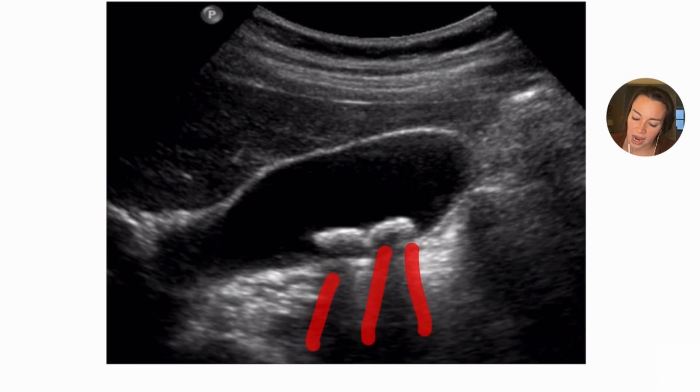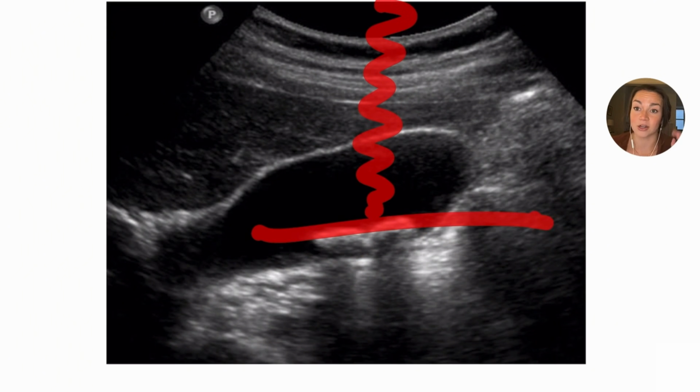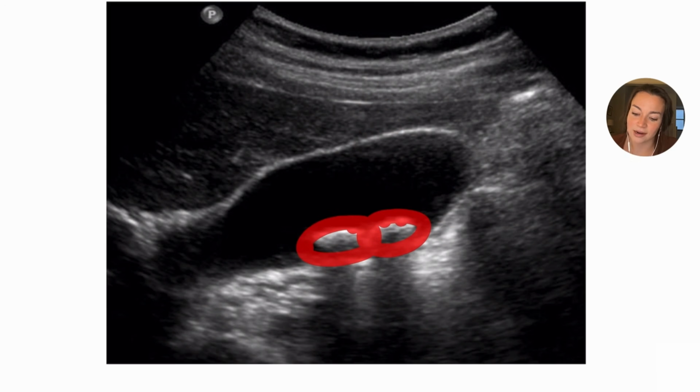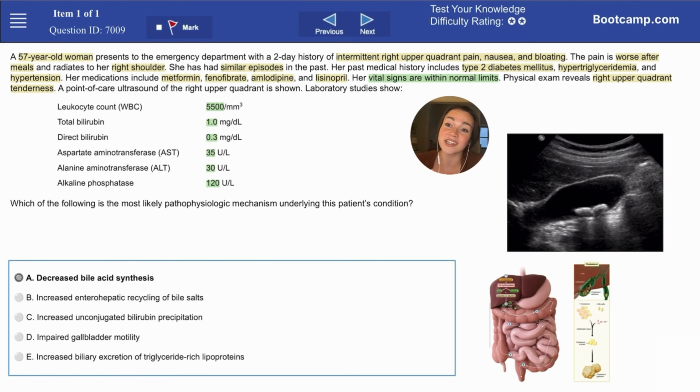That posterior shadowing means that there's something super dense sitting in front of the shadow. And it's dense enough that the ultrasound waves that are coming down can't penetrate through. So these are gallstones right here, and I bet if we had a video and if we asked the patient to roll around, we could see those gallstones moving around. They're gravity dependent. If you didn't know how to read the ultrasound though, there's enough information in the stem to answer it without the ultrasound at all.